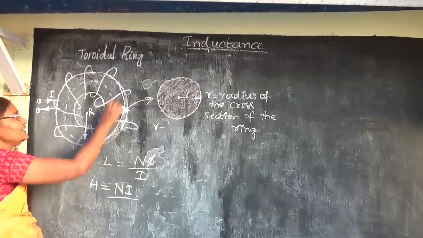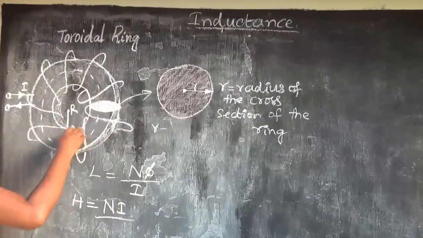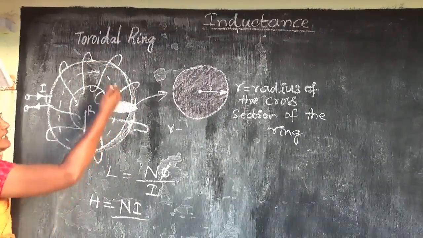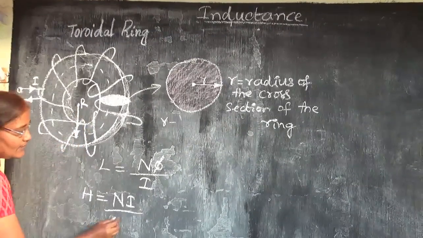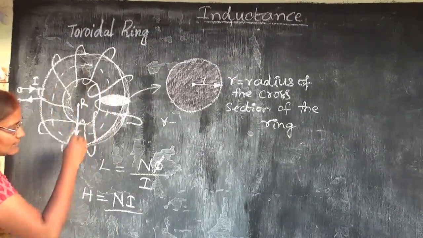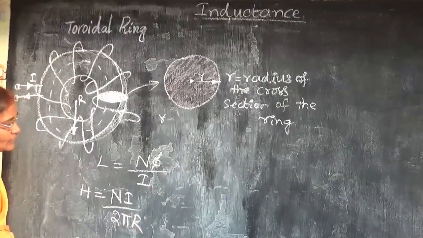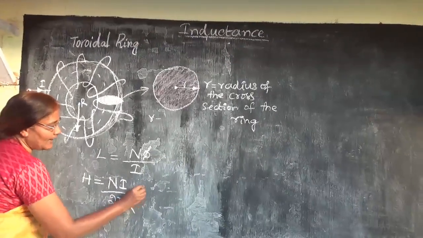What is the length of this material? It is going to be its circumference. Its perimeter is its length. So with radius r, the circumference of this circular ring will be 2 pi r. So your H will be N i by 2 pi r ampere per meter.